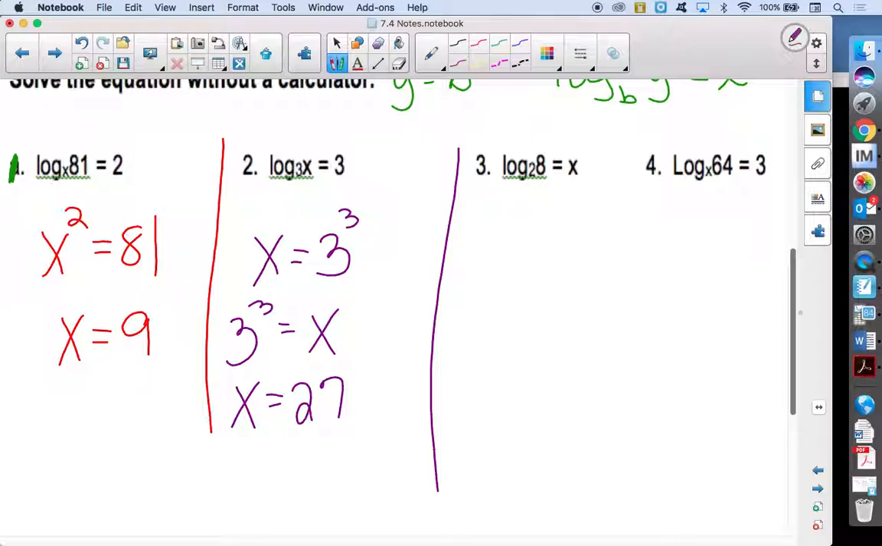Aaron, how would we rewrite number 3? 2 to the x power equals 8. Yeah, what power of 2 gives us 8? 3.